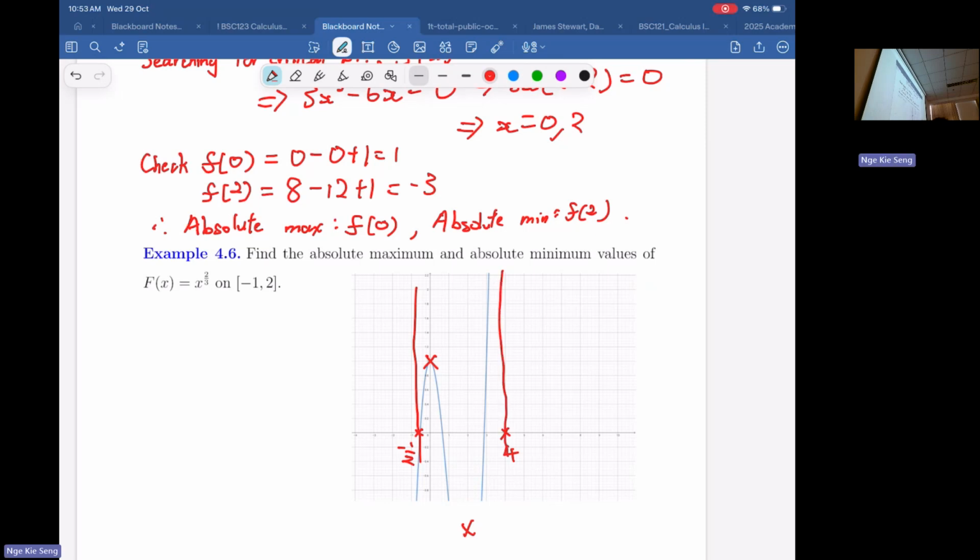True? True. There's someone higher than f0. What's wrong here? Okay, so this means that this maximum actually occurs at the endpoint. So you need to check your endpoint as well.